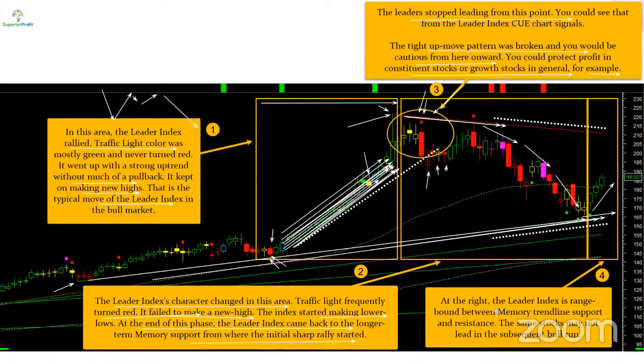And then at the right, the leader index is now range bound. Again, we are using the Q global technique to study a custom index, the leader index. Range bound, why? Because it is bound by trendline resistance and support. The same stocks may not lead in the subsequent bull run.